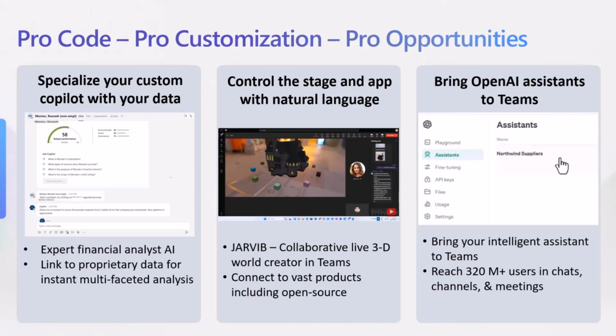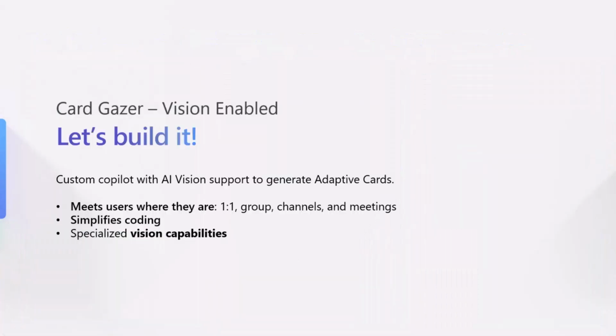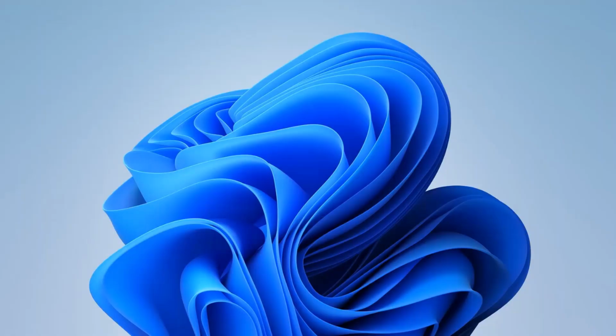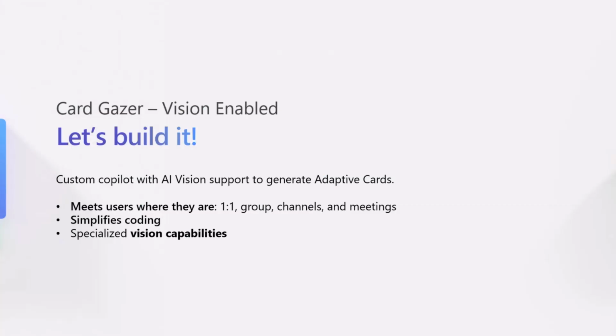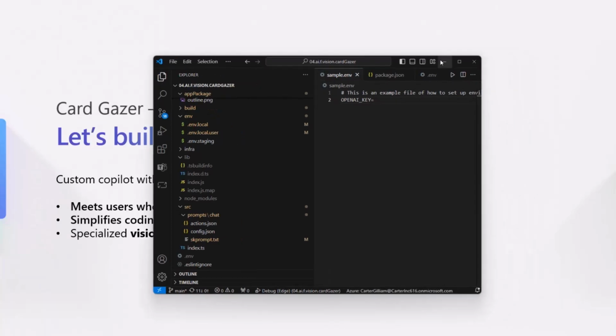So it's pro code, pro customization, pro opportunities. The doors are open for you. And so that leads into a quick demo that I'll go ahead and bring up here with the Card Gazer. The Card Gazer does AI vision support and turns images into code for an adaptive card. Let's go ahead and dive into it.